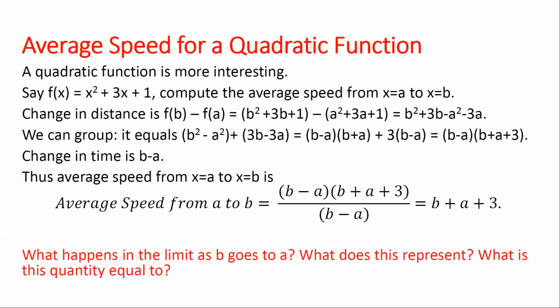Okay. So we grouped it together. What happens in the limit as b goes to a? So as b gets closer and closer to a, what does b plus a plus 3 go to?